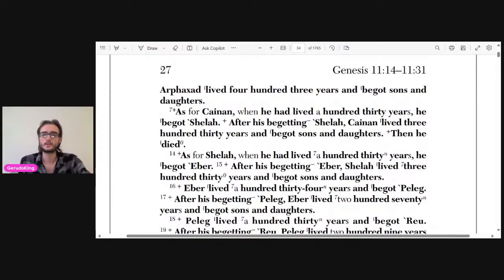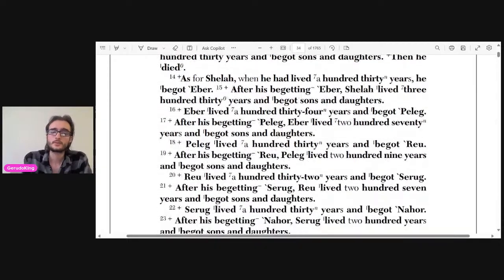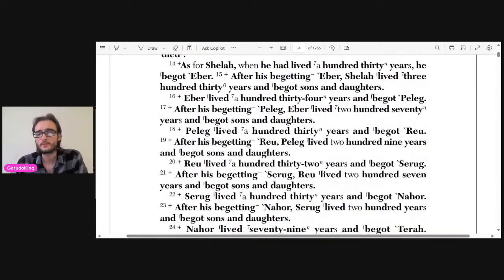As for Canaan, when he had lived 130 years, he begot Shelah. After his begetting Shelah, Canaan lived 330 years and begot sons and daughters. Then he died. As for Shelah, when he had lived 130 years, he begot Eber. After his begetting Eber, Shelah lived 330 years and begot sons and daughters. Eber lived 134 years and begot Peleg. After his begetting Peleg, Eber lived 270 years and begot sons and daughters.